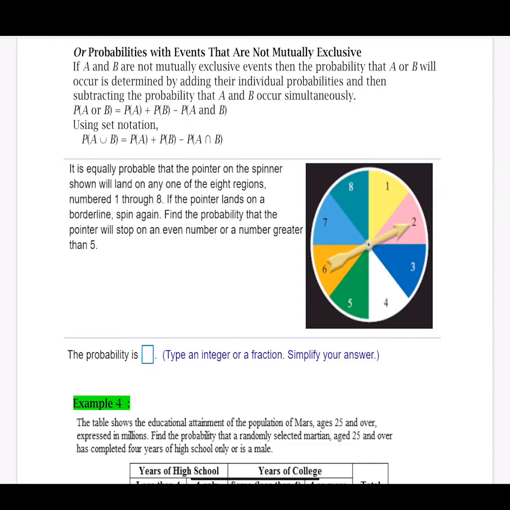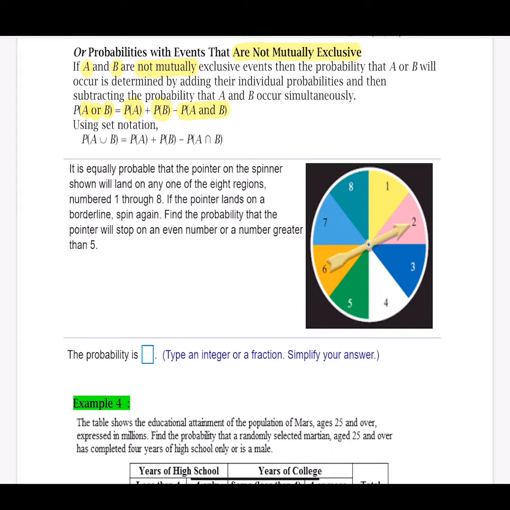All right, let's go ahead and look at probability of an event that are not mutually exclusive. So if A and B are not mutually exclusive, then the probability of A or B is going to be probability of A plus probability of B minus probability of A and B. So let's go ahead and take a look at the first example here.